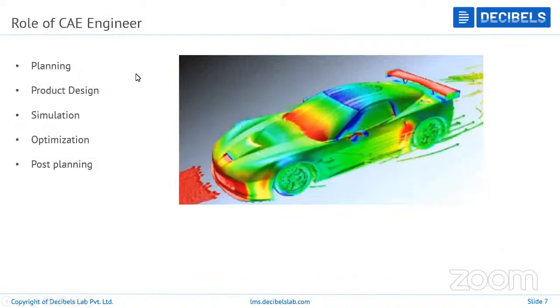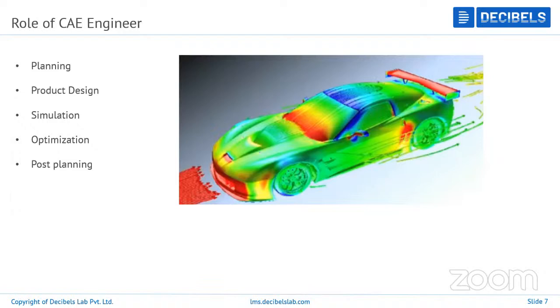Next comes, what are the roles of a CAE engineer? As you all know, once we enter any of the streams, there will be a set of roles for any of the work. These are the points which I have noted for the role of a CAE engineer: planning, product design, simulation, optimization, and post planning. Planning means as soon as we are assigned any work, we should plan in such a way that the assigned work gets completed within those hours only, and the work you are going to deliver should be within the timeline only.